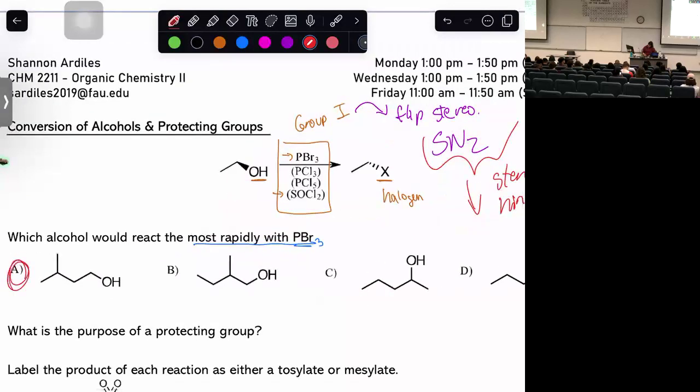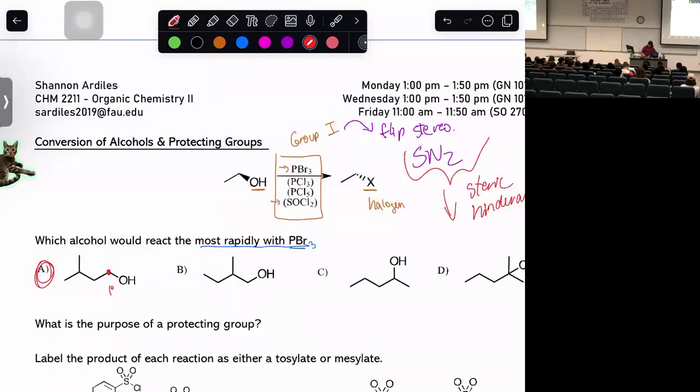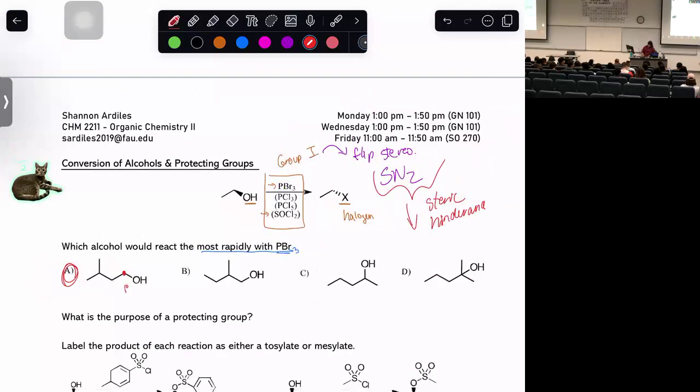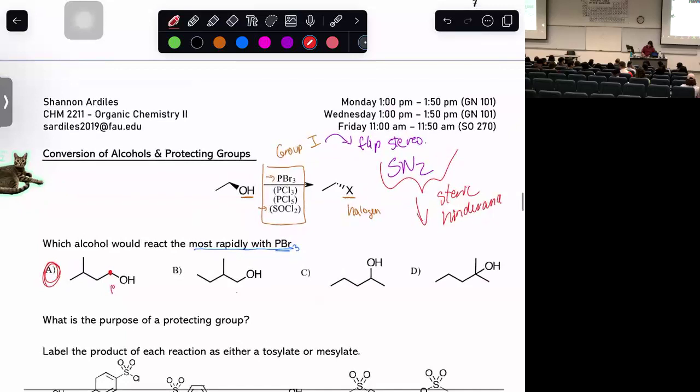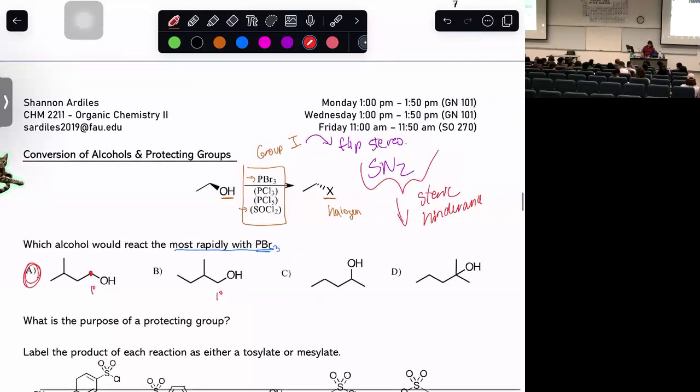In this case, A was the answer. Because let's look at the degree of the alcohol group. What is it? Primary, secondary, tertiary? Primary. What about in option B? Primary as well. C? Last one? Tertiary. So we automatically can see that D is just never going to happen at all. It just can't happen with SN2. The rest of them, they are possible, yes.